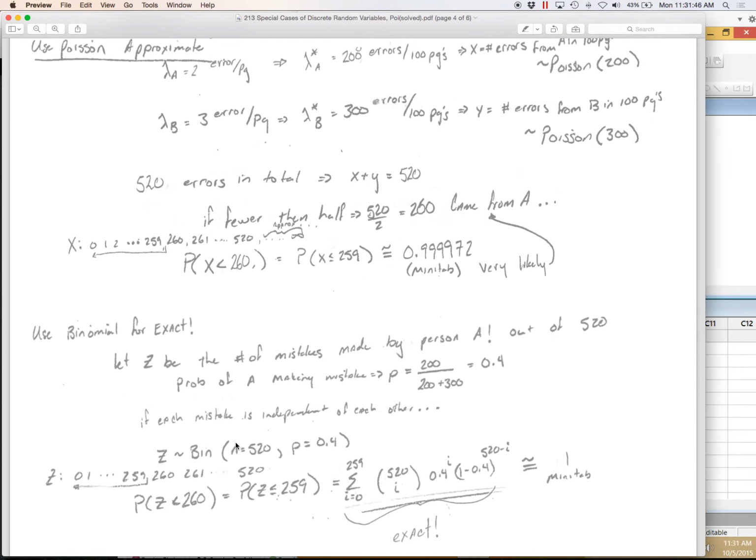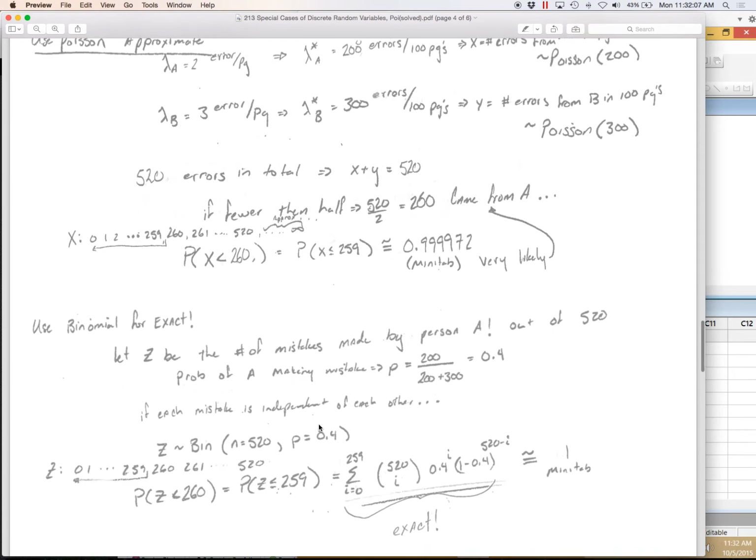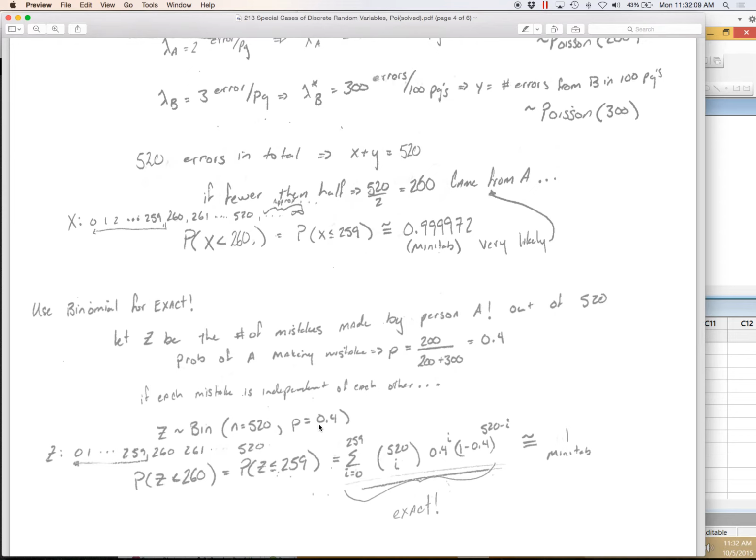So there are two possibilities, make an error or not. The number of errors is known, it's 520, and the probability of making an error here, if it's person A, is 40%, if it's person B, 60%. Then Z, of course, is a binomial with the number of reps being 520, and the probability of it being person A's mistake is 40%. Again, fewer than 260 would be less than or equal to 259. So fewer than half, not exactly half, but anything fewer than half. This will be the probability of Z being less than or equal to 259.